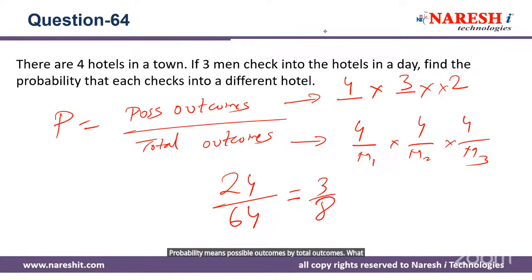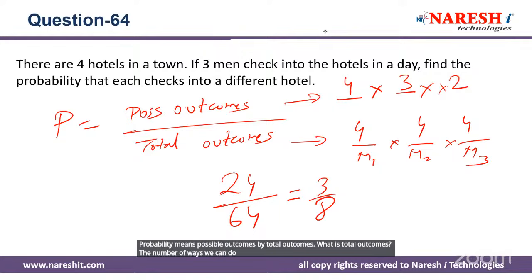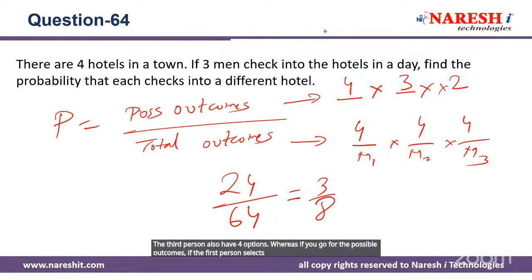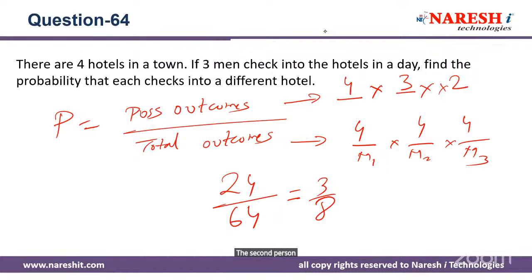What are total outcomes? The number of ways we can do a task without applying any condition. The first person can select one hotel out of four hotels. The second person can also select out of the same four hotels, because there is a possibility of selecting and staying in the same hotel. The third person also has four options. Whereas for the possible outcomes, if the first person selects one hotel out of four, the second person will go to the remaining three chances. The third person will go to the remaining two chances left. So the total possibility is 24 upon 64.